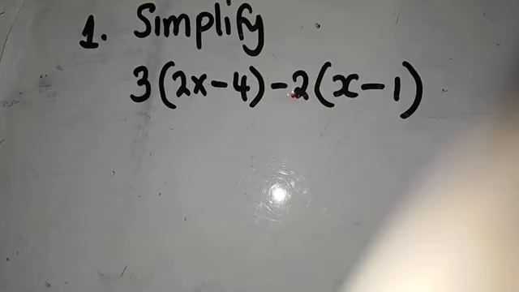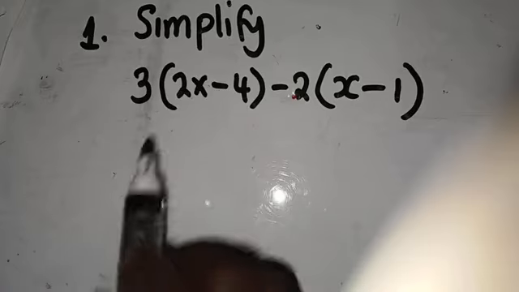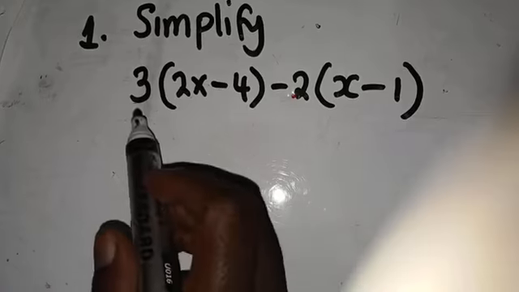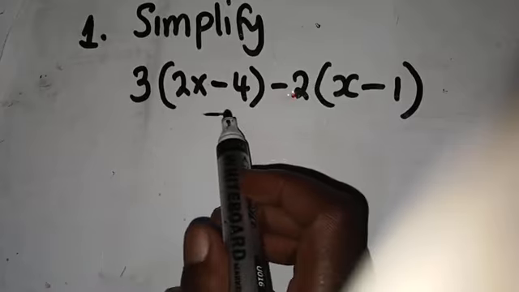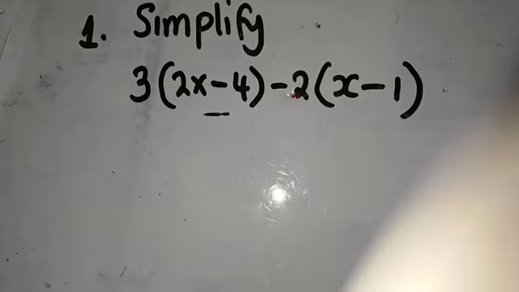Okay. So what we're supposed to do, first of all, ladies and gentlemen, is to get rid of the brackets. Each time we have brackets in the question, we get rid of them. So in the case of this question, how do we get rid? We need to distribute this 3 on this, then we distribute the -2 into this one here.